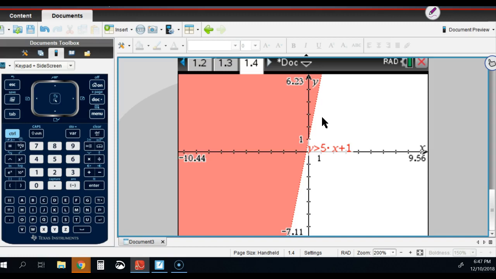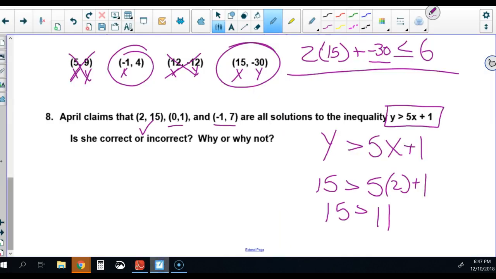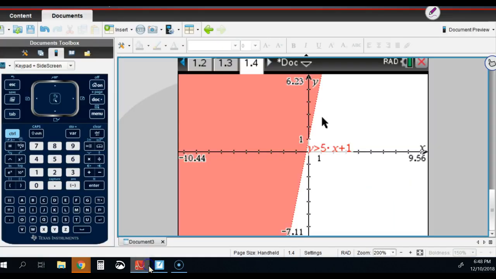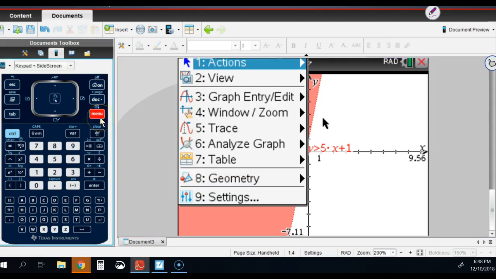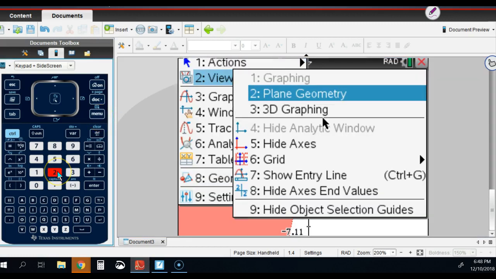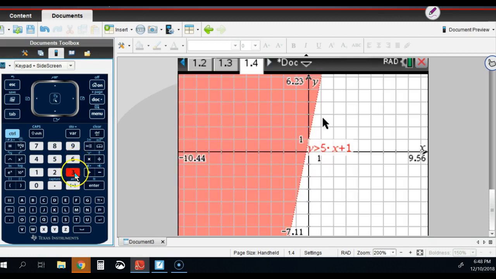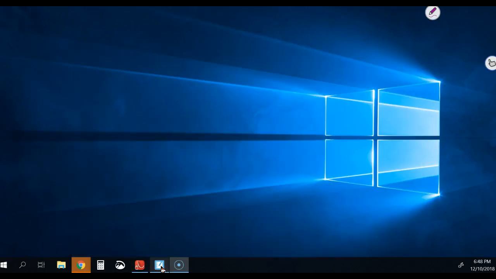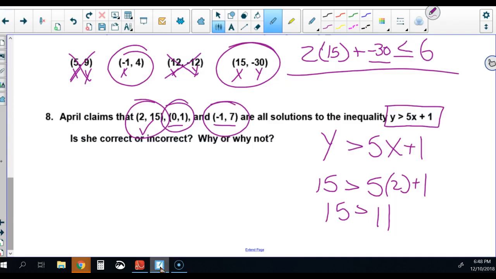I want to look at where these ordered pairs are. I want to look at where 0, 1, -1, 7, and 2, 15 are. So go back to your calculator, menu, view, option 2, grid, option 6, and aligned grid, option 3. Now I can see where some of my coordinates are.